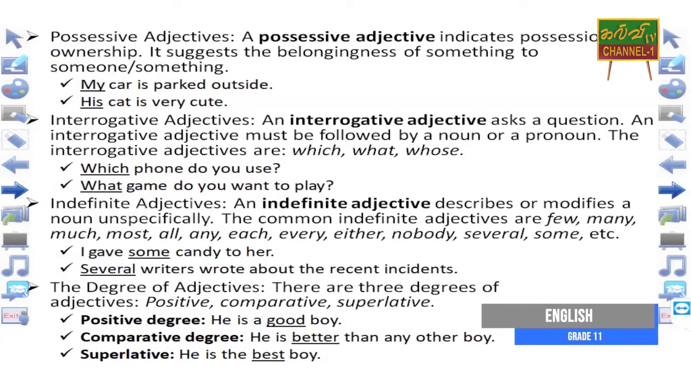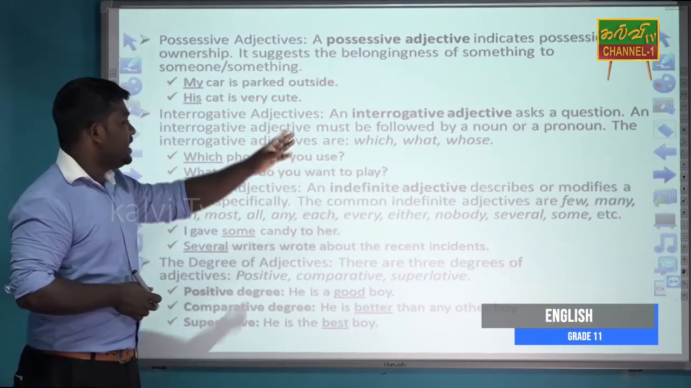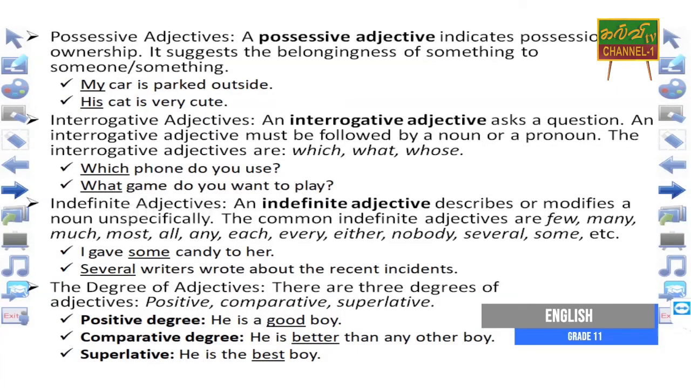If you look at the interrogative adjectives, interrogative adjectives ask questions, and they must be followed by a noun or pronoun. The interrogative adjectives are which, what, and whose. If you look at the example, which phone do you use? Phone is the noun and which is describing phone, so which is the adjective. And what game do you want to play? Game is the noun and what is describing the game, so what is the adjective.